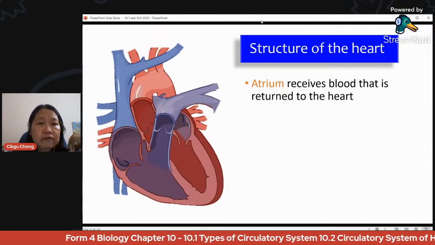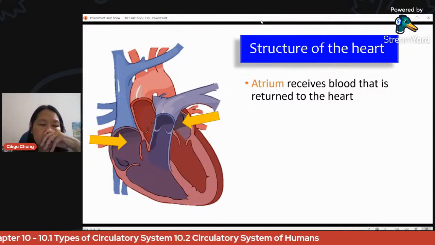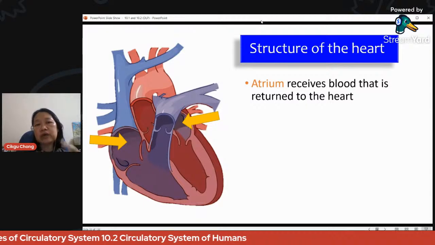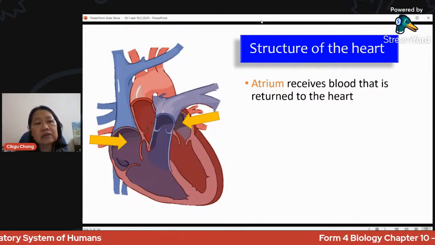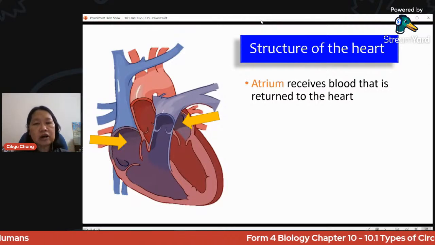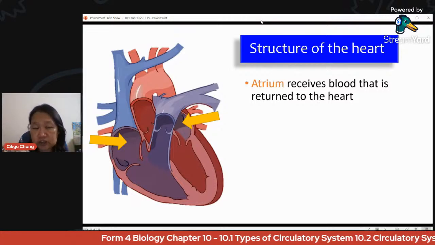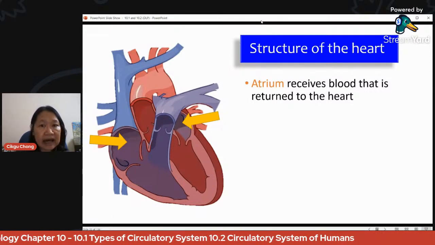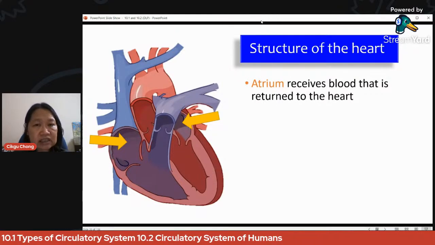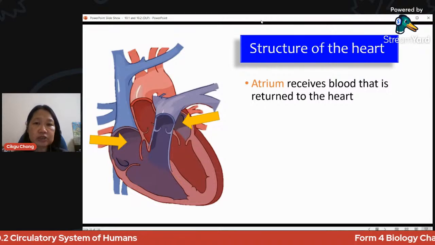Now let's look at the flow of the heart. The atrium receives blood that is returned to the heart. It comes in together actually, when the heart contracts. The blood flows in from the vena cava into the right atrium, and at the same time, the blood that comes in from the lungs, the blood that has just received oxygen from the lungs, will come in through the left atrium.